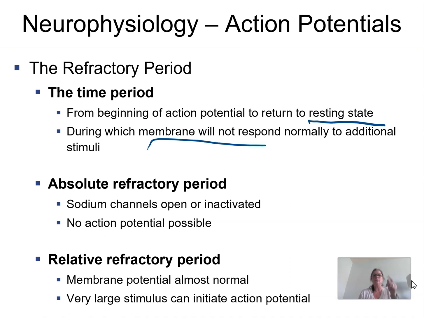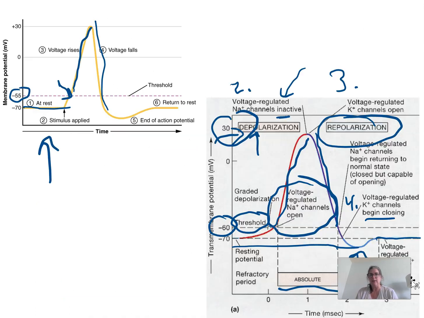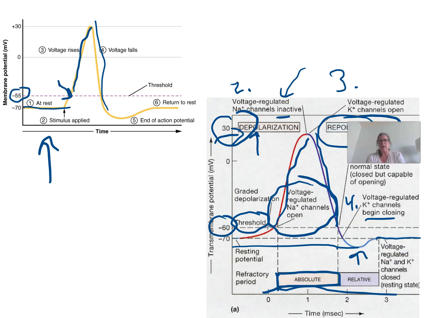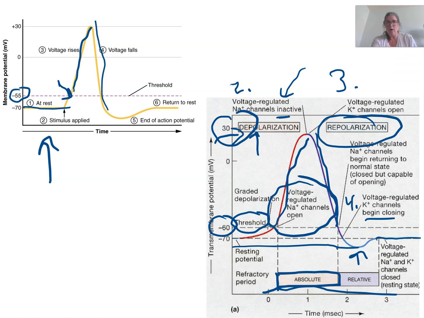So there's 2 of these. There's an absolute and a relative. The absolute is absolutely no way you can send another action potential. Those sodium gates are either already open, so you're already sending it, or they're closed, you can't open them. So we look on the graph and notice the absolute refractory period is when the sodium channels are already open, right? Or they're closed and incapable. So you cannot generate another action potential.